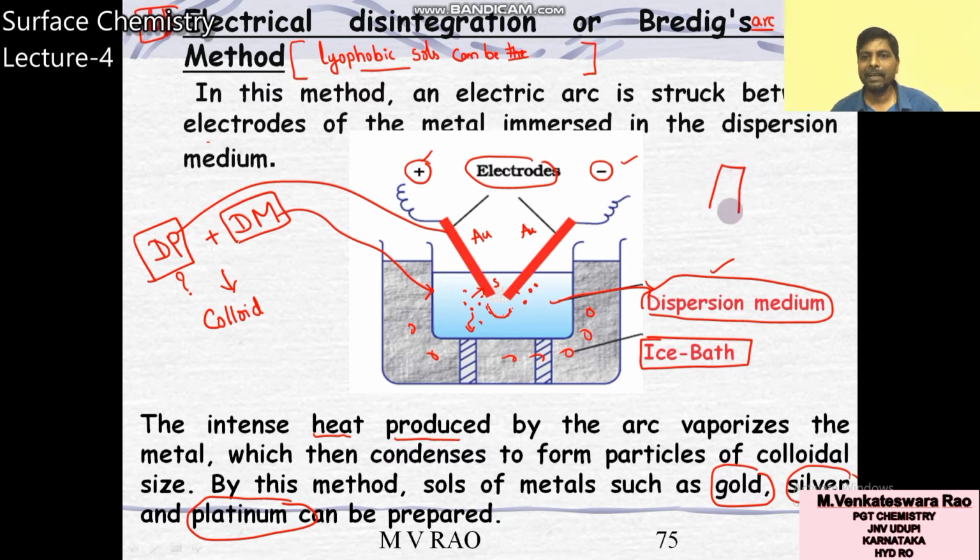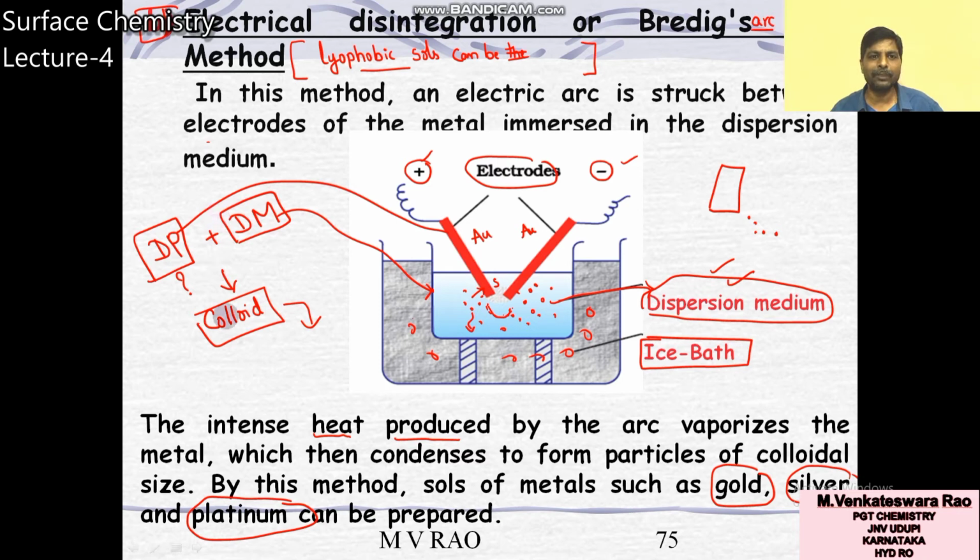From the gold rod, this type of small particle will enter into this dispersion medium. So finally, it is a mixture of these gold particles and the dispersion medium. That means a colloid is formed. So this colloid is prepared by using the electrical disintegration method or Bredig's arc method.